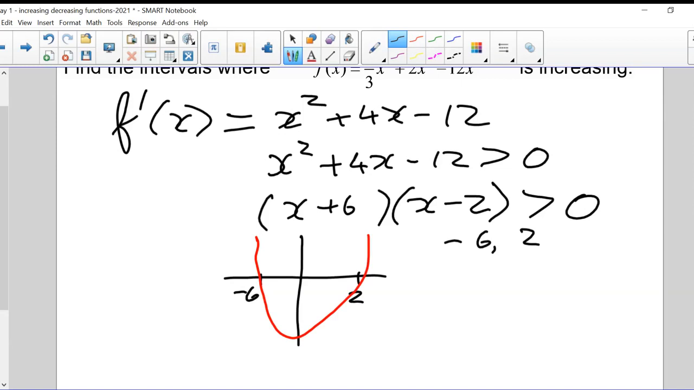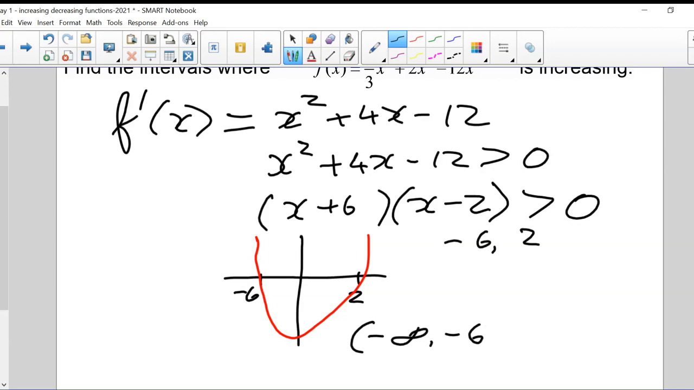Where is this positive? What intervals are positive on this graph? Give me the first interval, please. Anybody, right? So minus infinity to minus 6. Good. Minus infinity to minus 6. Do I put a square or a round on that? What do you think, folks? Square or round?